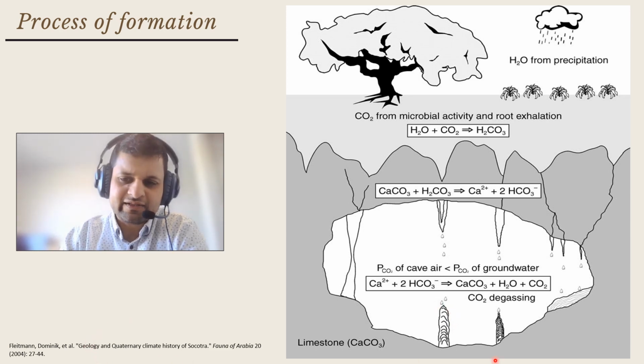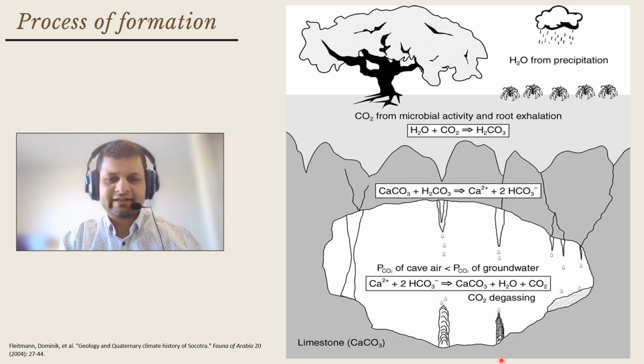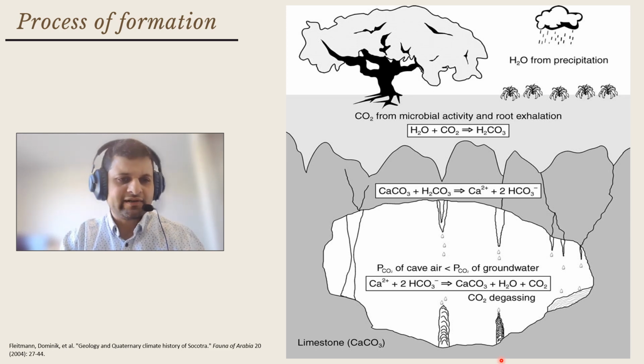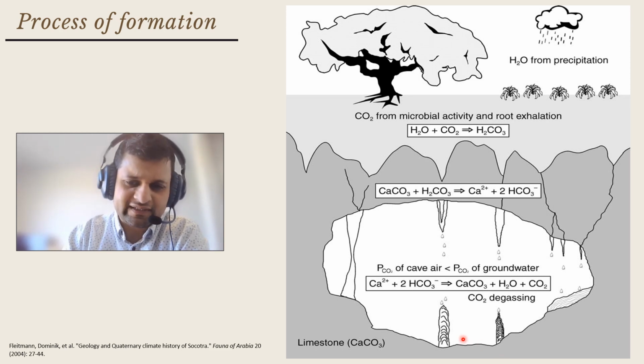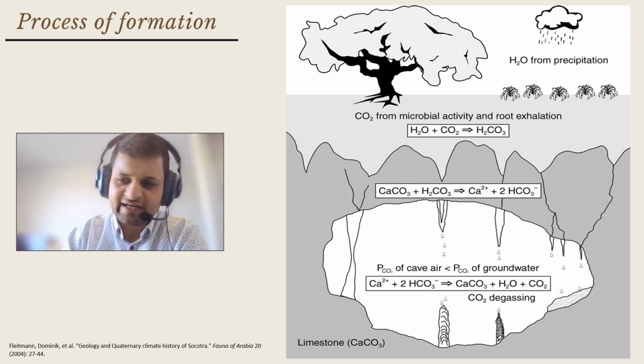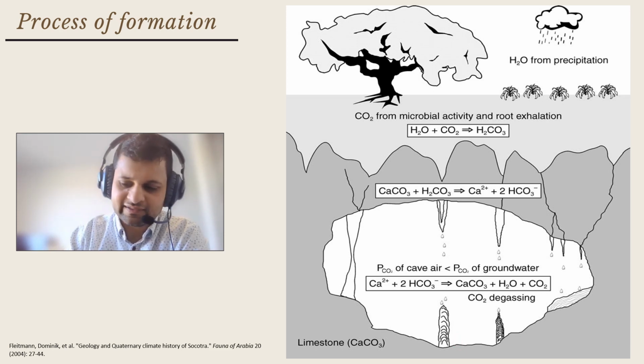Okay, and there's something called CO2 degassing, which happens once it hits the cave, where the calcium and the bicarbonate combine again to form calcium carbonate, and the water and the carbon dioxide are released. That is why you get the reformation of calcium carbonate, so that you get these hard structures. Okay, so that's the basic chemistry behind this.